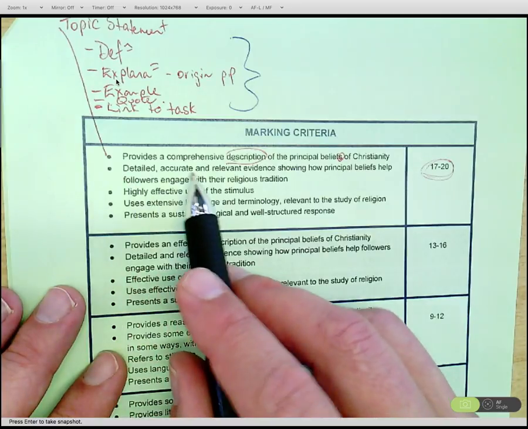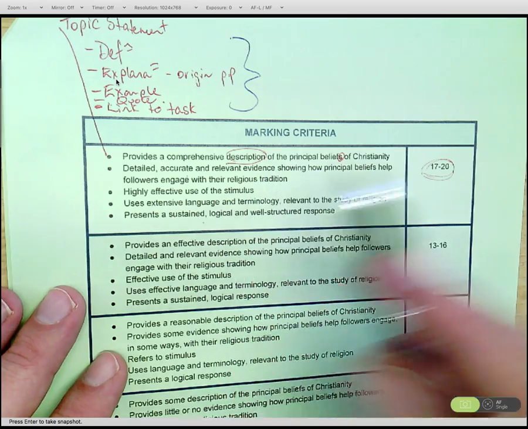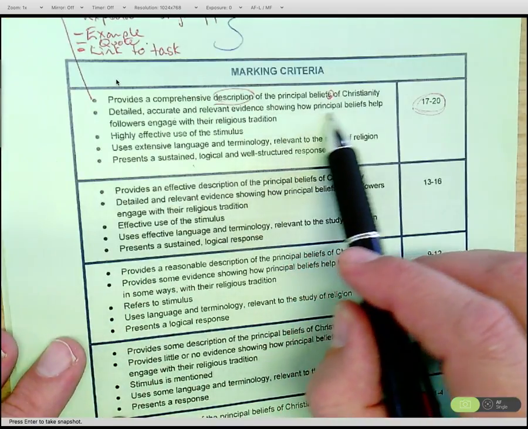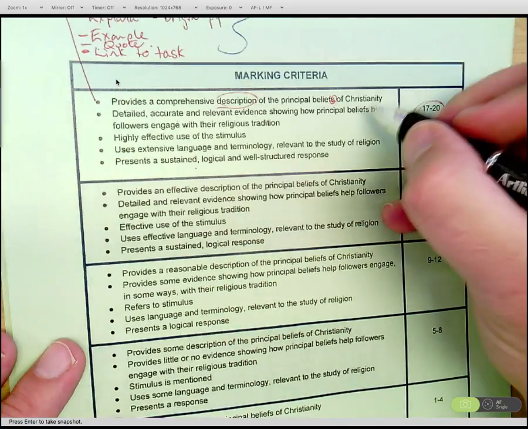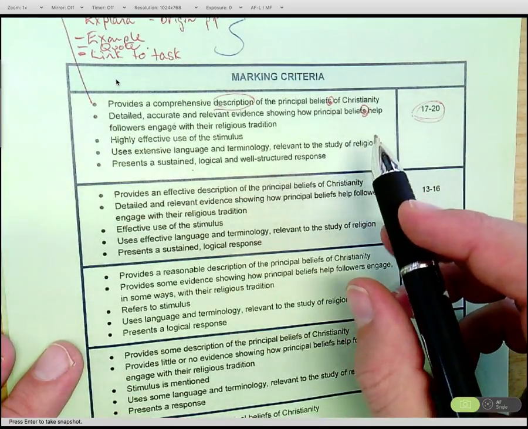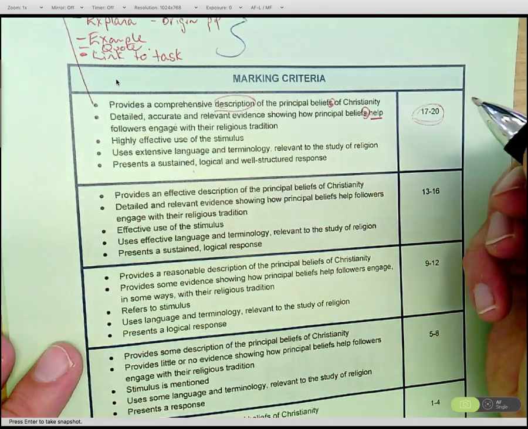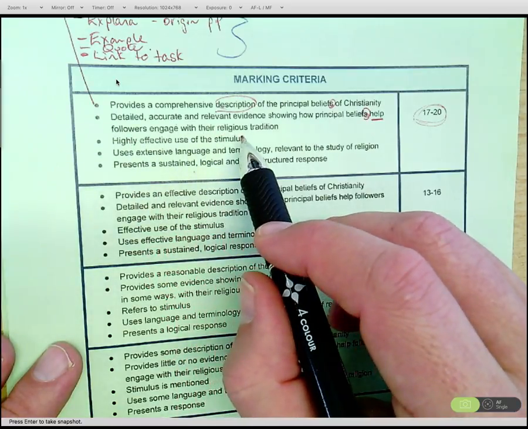Detailed, accurate, and relevant evidence. So I think we were pretty close when we were breaking it open. When we say showing how the principal beliefs help followers engage with their religious tradition. All right, so principal beliefs, plural. So we need to talk about the 5 of them. Help followers. We could potentially use the guidance that we've been speaking about. Engage with their religious tradition.